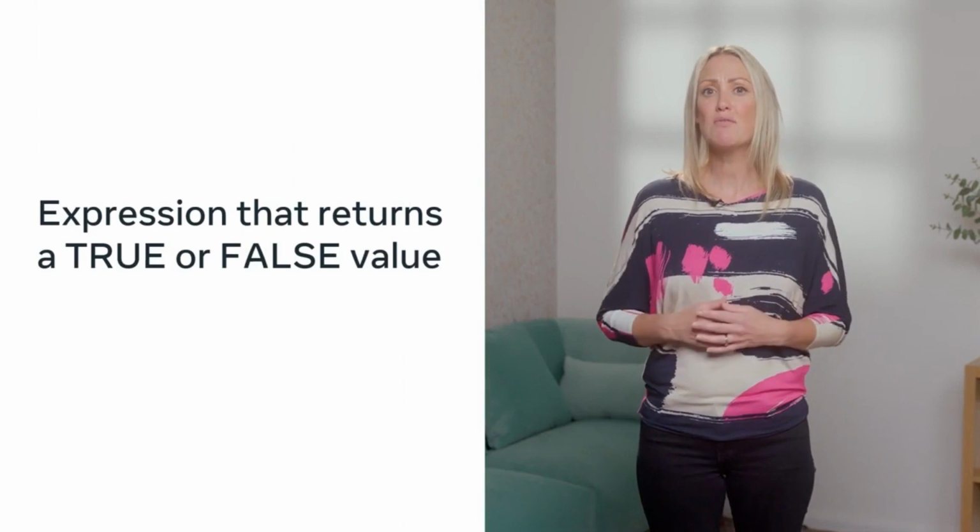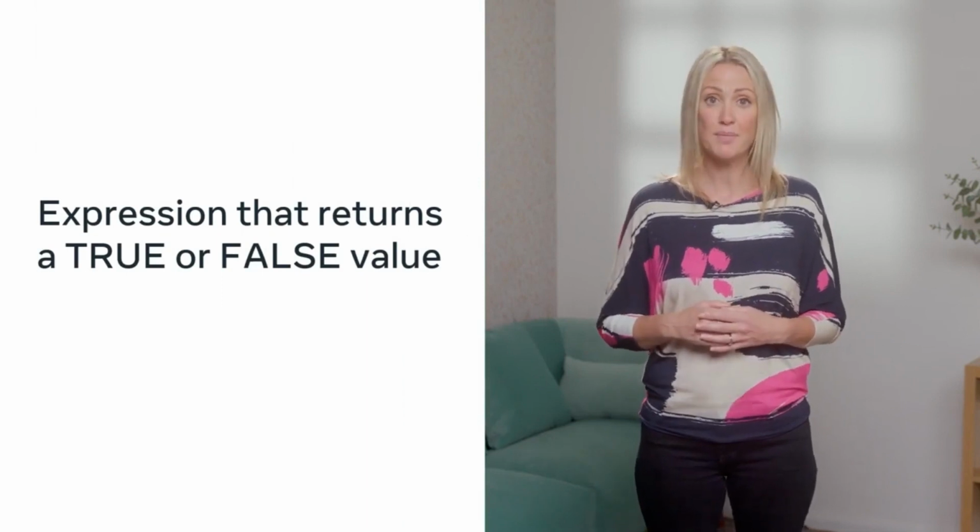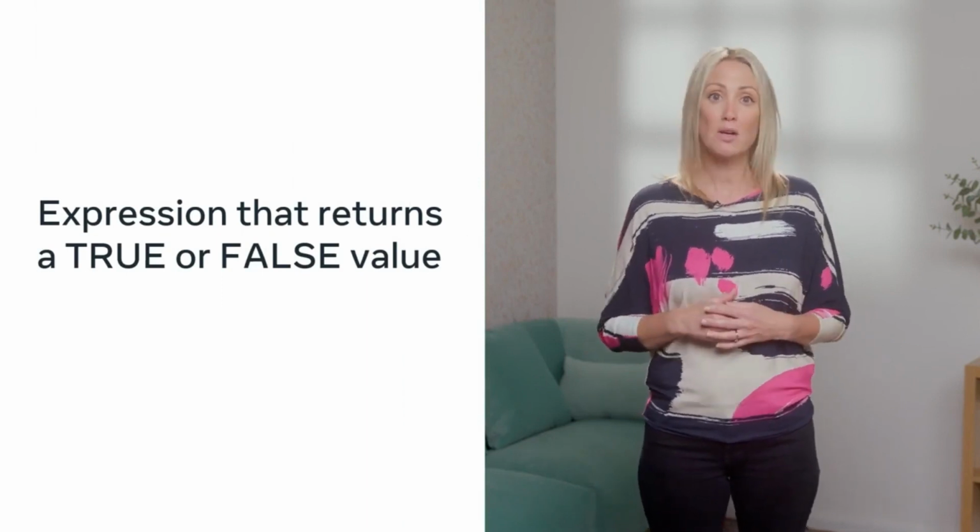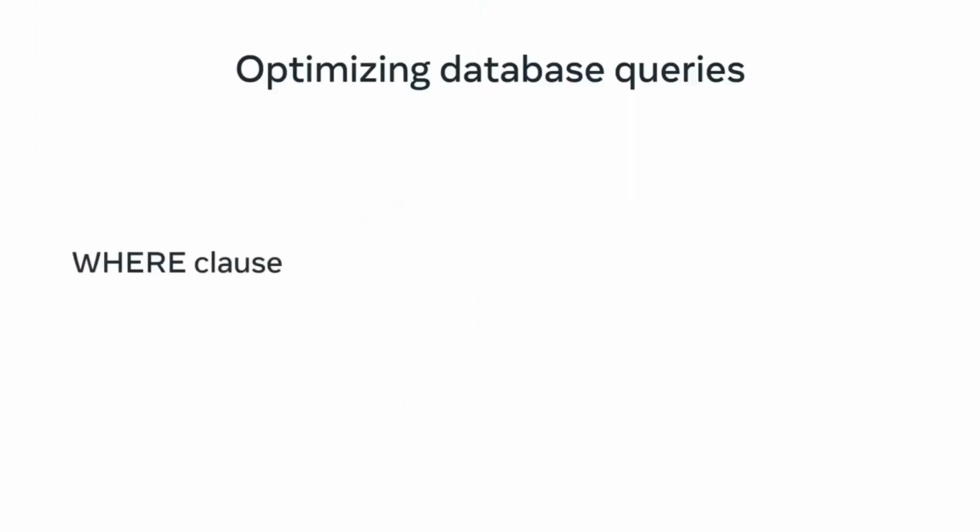Another common mistake that database engineers make is using MySQL functions in predicates that refer to columns which aren't indexed. A predicate is an expression that returns a true or false value. An example of this is where clause conditions. You should also avoid using functions in the where clause on a column that's indexed, because this prevents the database from using the index. You'll explore indexes in more detail later in this lesson.